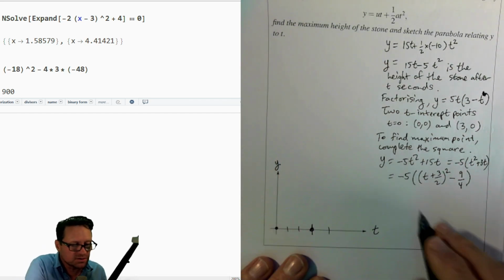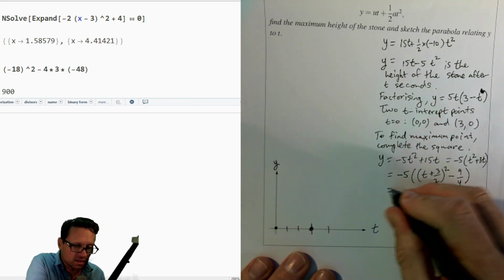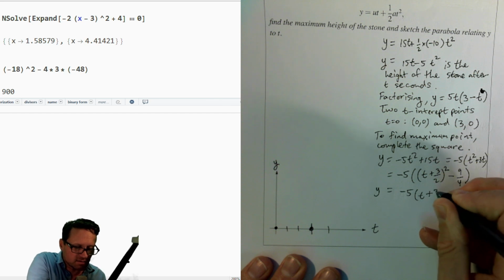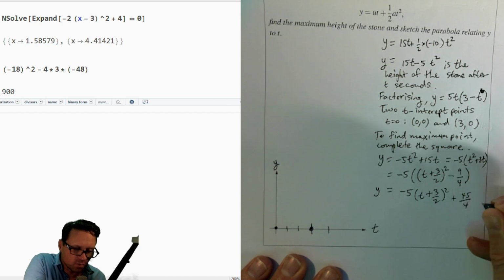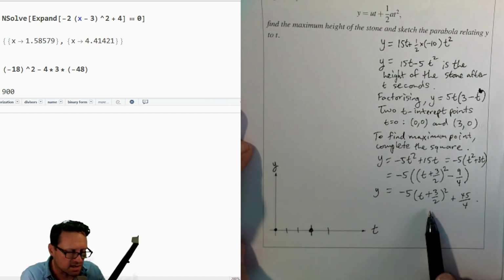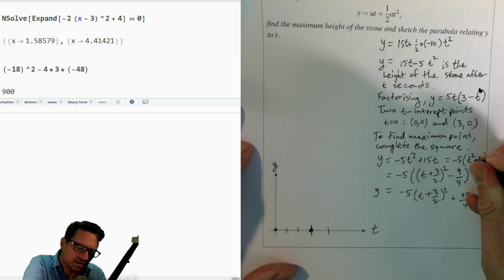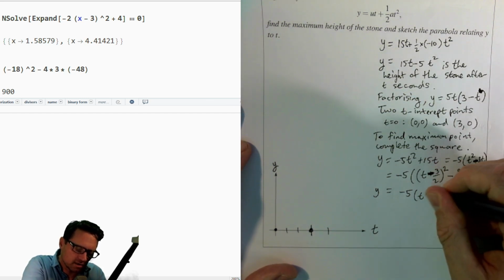All right, so the square is completed. I could, if I want to, expand the -5, distributing it over that difference. So let's do that too. y equals -5 in brackets t minus 3 over 2 all squared. And then that's plus 9 times 5, which is 45 over 4. Okay, so this gives us our maximum, which occurs. No, that should be a minus here, right? That should be a minus. That should be a minus in there too.